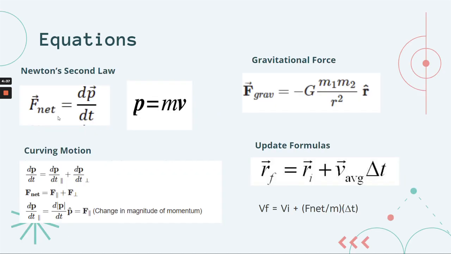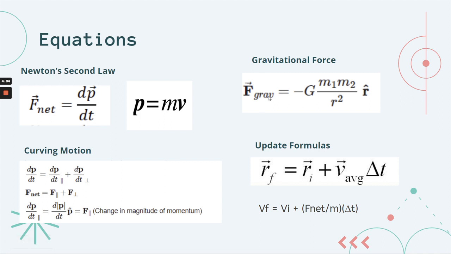So the equations that will be used: over here we see that F net equals dp over dt, and momentum itself is mass times velocity. We'll be using this dp/dt and F net correlation to solve for curving motion. So we see that dp/dt equals dp/dt parallel plus dp/dt perpendicular, which we can use again to say that F net equals F parallel plus F perpendicular. And then we'll be using this equation to solve for the parallel component of the change in momentum, which will be the change in the magnitude of the momentum times the direction.